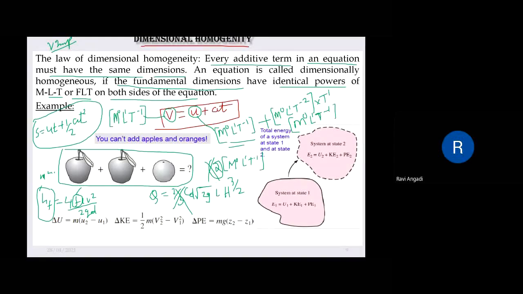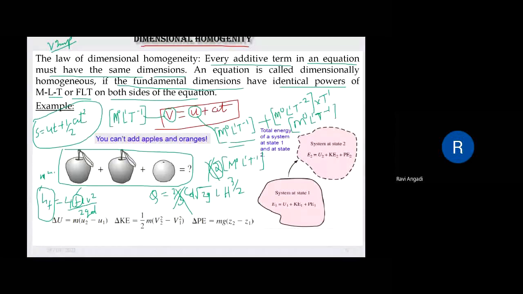Can anyone tell what are the advantages of dimensional homogeneity? Sir, easy identification of dimensions. Correct, easily identifying dimensions, and also the very important point is to check the correctness of an equation. Suppose you are doing some research work and you have obtained one equation, and you want to know whether it is right or wrong, you can write the dimensions of those quantities and check LHS and RHS. If you are getting the same on both sides, then you can say this is the correct equation.